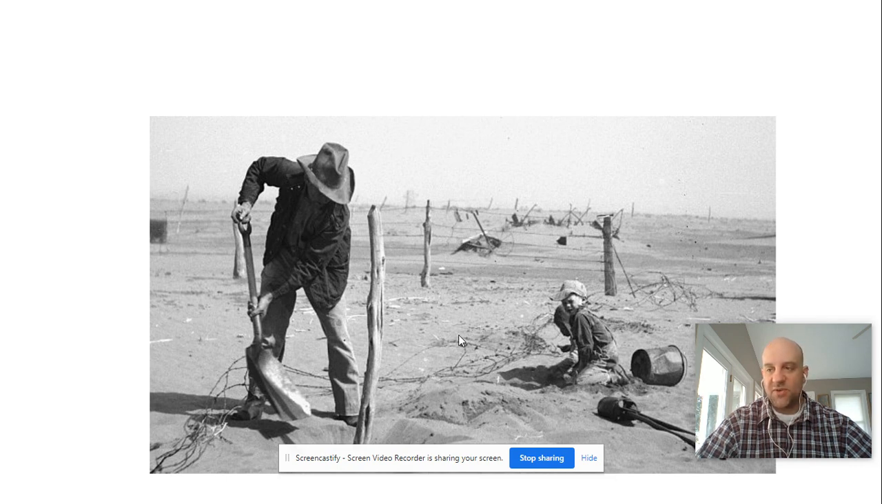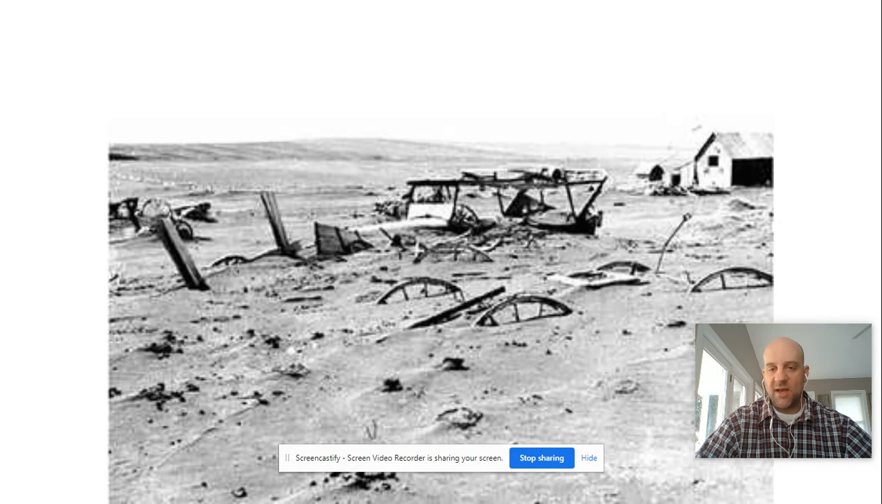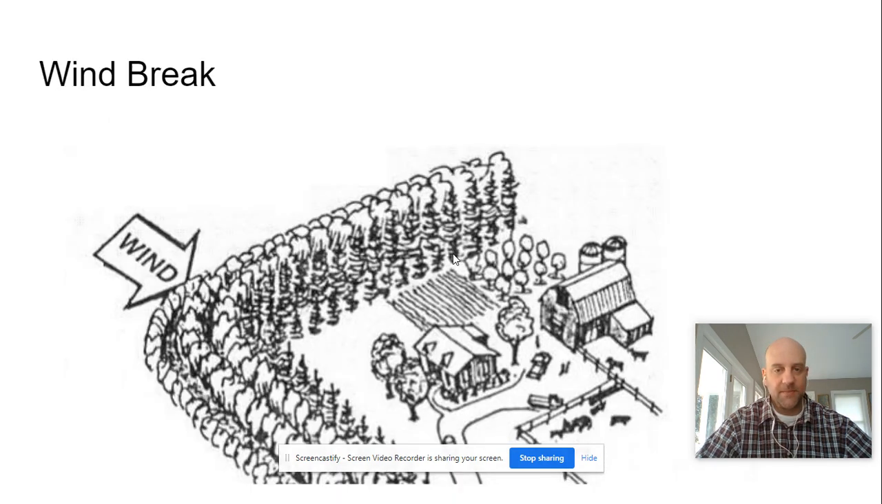In some places, you had dominantly erosion where the sediment was being blown away. In other locations, you had deposition where once the wind slowed down, it was depositing those sediments. And here you can see this farm and this tractor is being buried in windblown sand and silt.